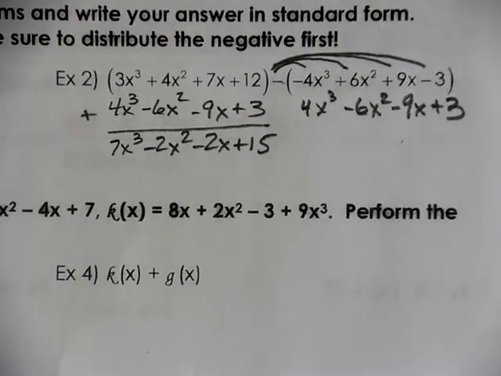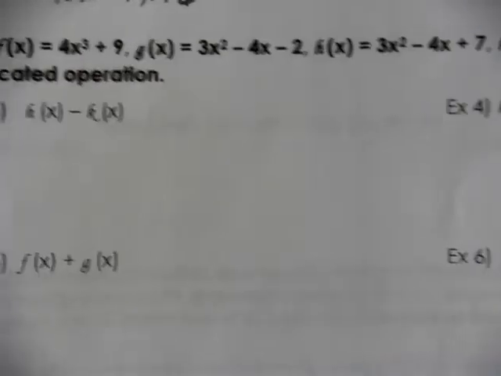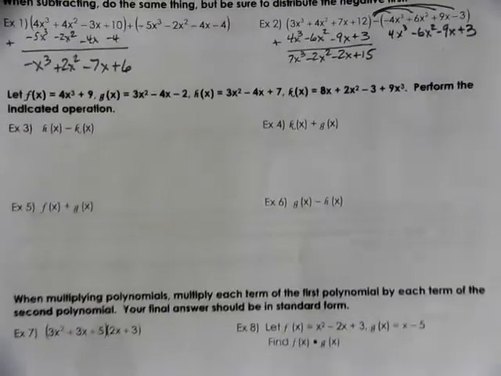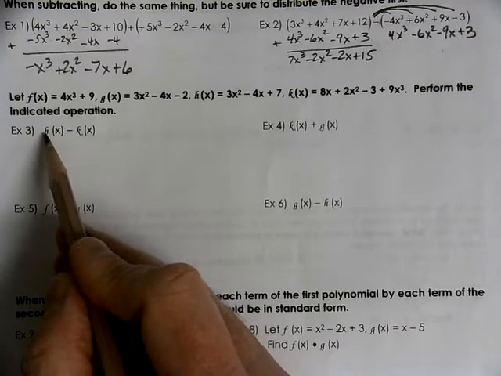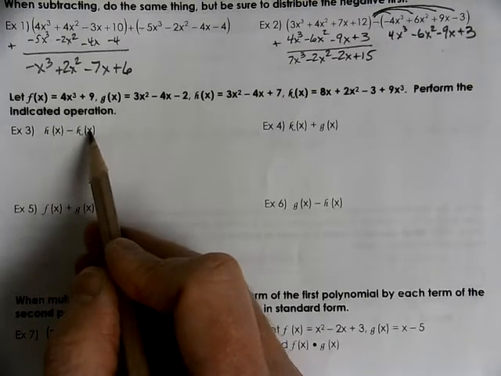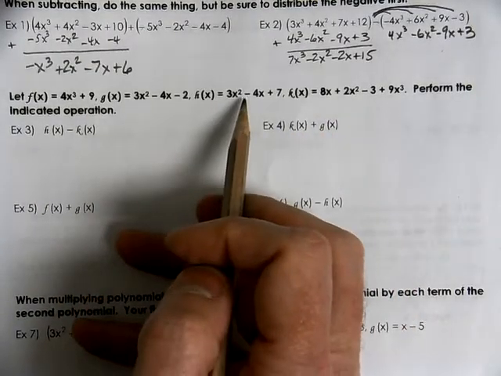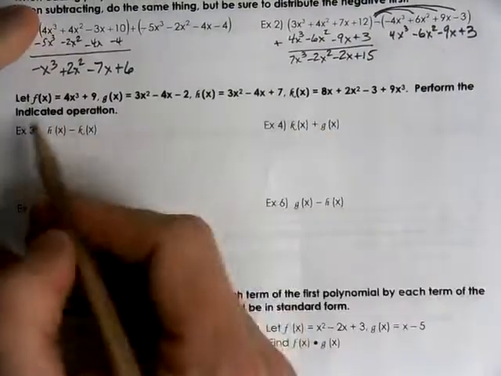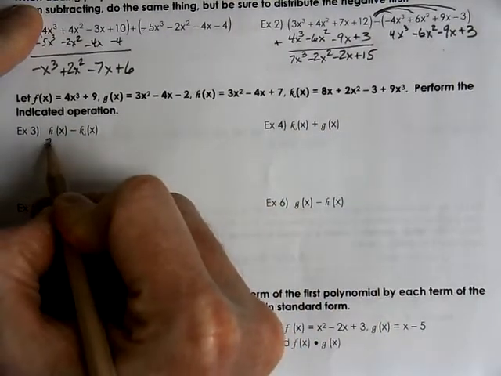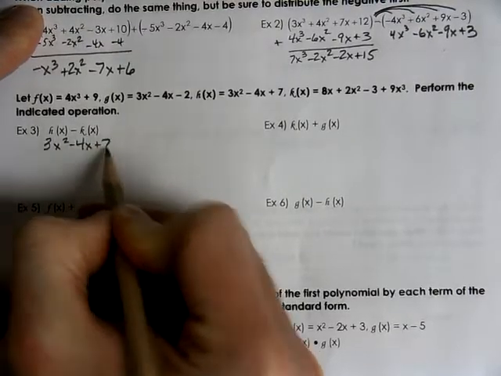So moving on to h and k with the next one. Now notice what this looks like. This has h of x minus k of x. We have to look up to figure out what is the h of x function. What is the k function? So the h function is 3x squared minus 4x plus 7.